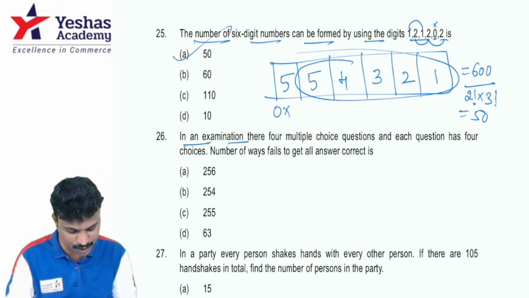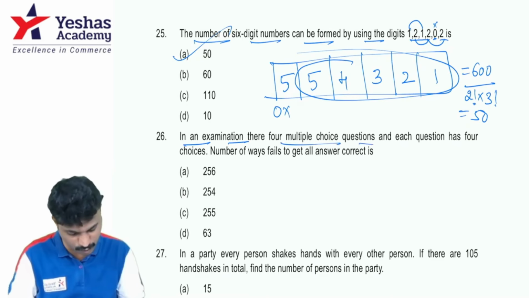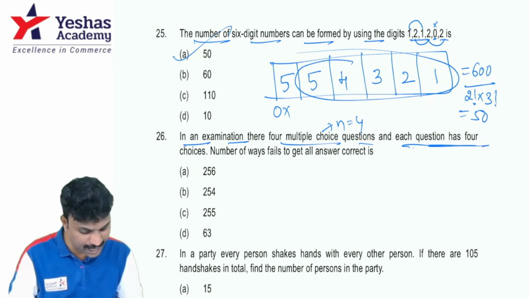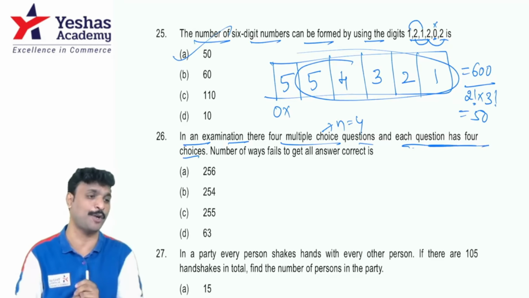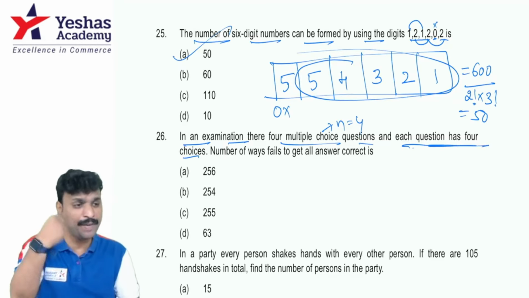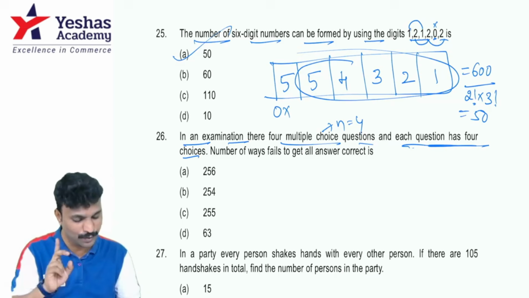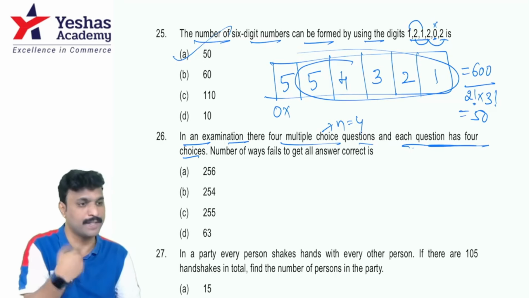In an examination, there are 4 multiple choice questions. How many multiple choice questions? 4. So n is equal to 4. Each question has got 4 choices. It's not 2 choices, guys, it's 4 choices. Had it been 2 choices, it would be 2 power n. So it is 4 options, it is 4 power n.